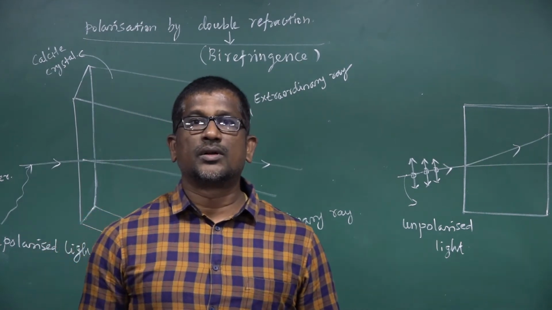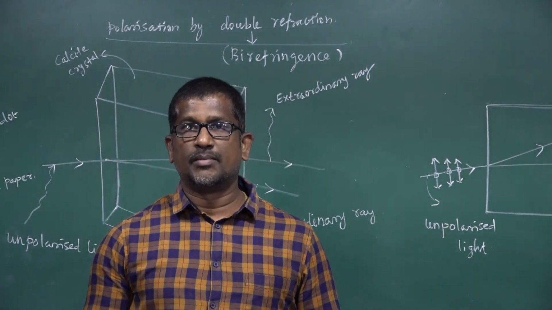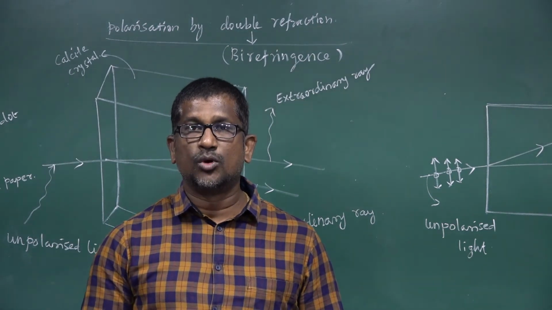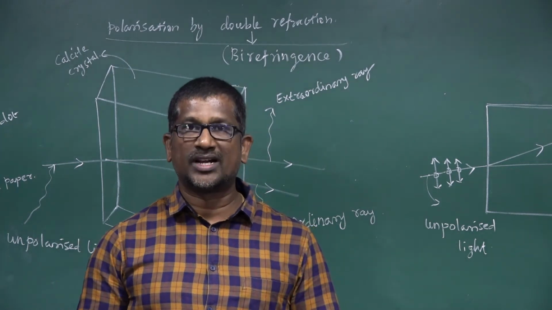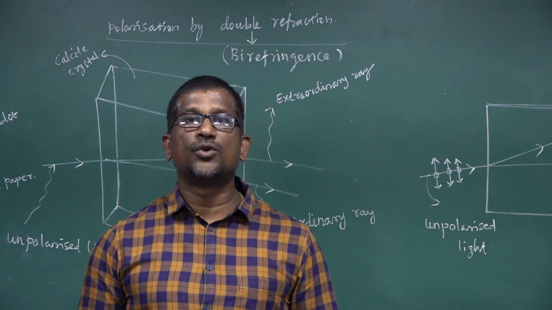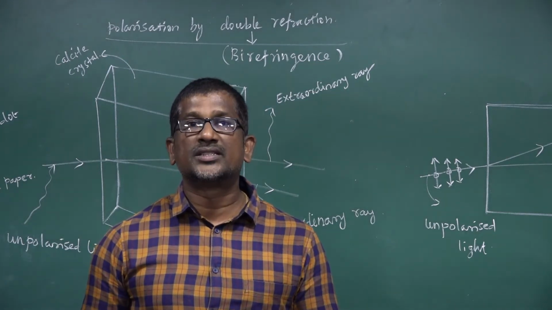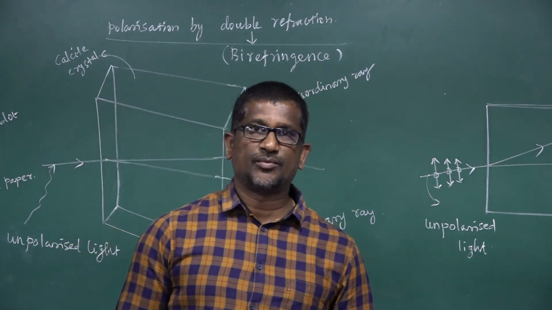So far we discussed pile of plates. Pile of plates construction is based on polarization by reflection. Polarization by reflection is one of the methods to produce plane polarized light. Next we go for another method of producing plane polarized light, that is polarization by double refraction.